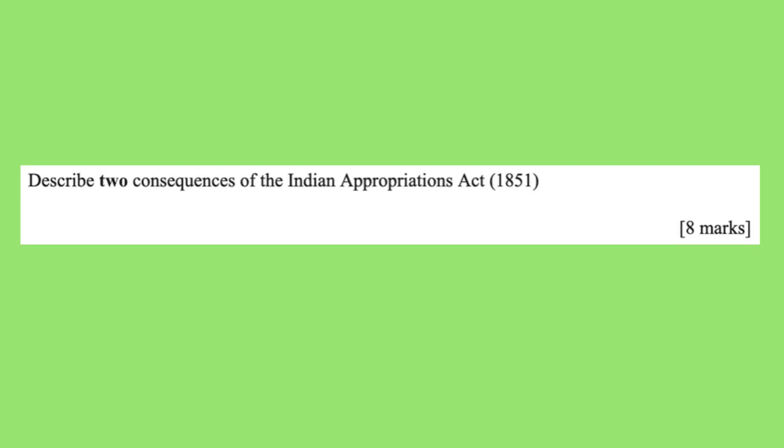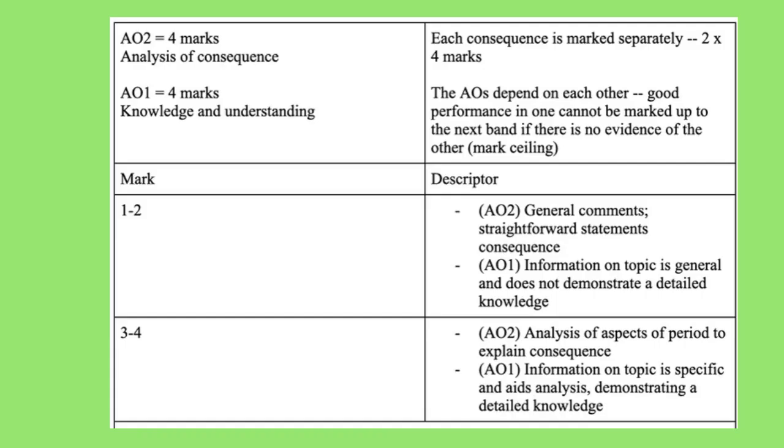Describe two consequences of the Indian Appropriations Act of 1851. 8 marks. This is the mark scheme for this question, which you can find out about in more detail in the overview video. But we do know that 4 marks are available for AO2, which is your analysis of consequence.